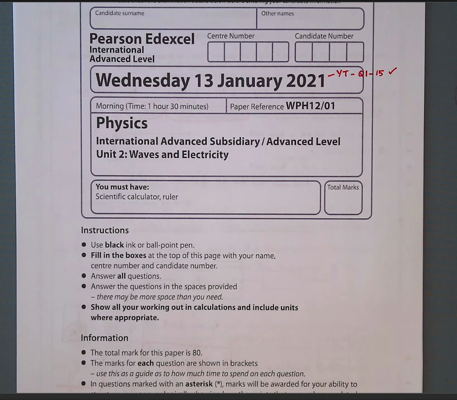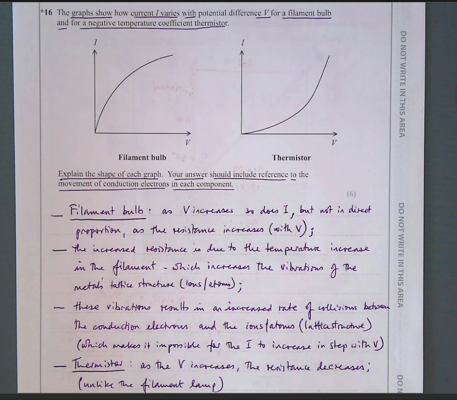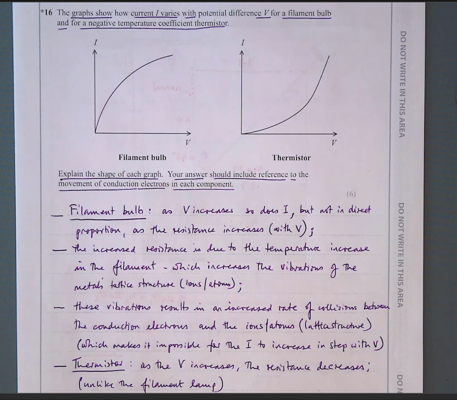Okay, we're going to go through the second part of this paper, January 2021, Physics International A-Level for Edexcel, Unit 2, Waves and Electricity. We went through the multiple choice questions and questions 11 to 15 of section B. So if you watched the previous video, I left you with the answer to question 16 on the screen. Some of you may have already seen this answer, but we're going to go through it again.